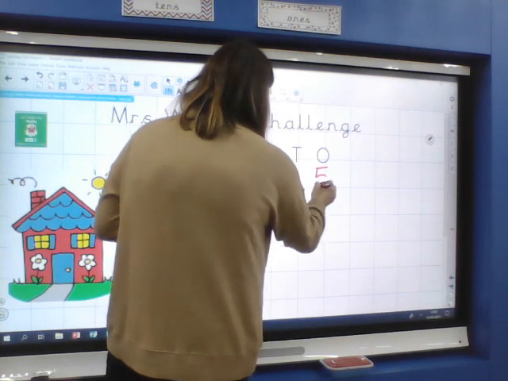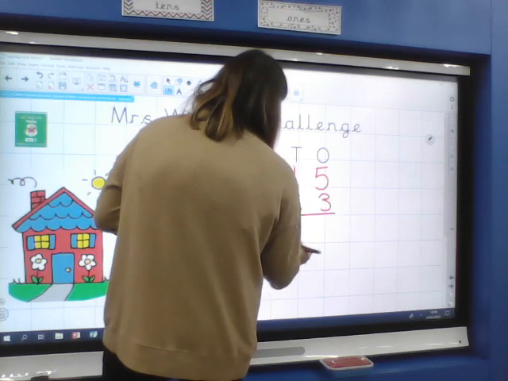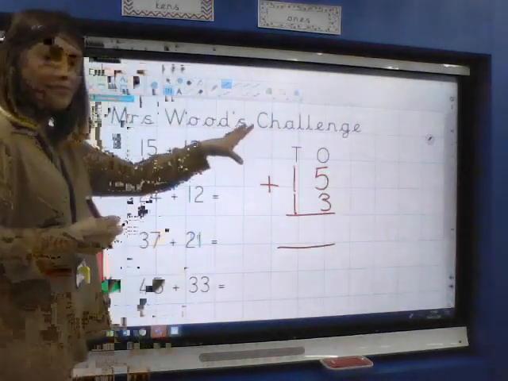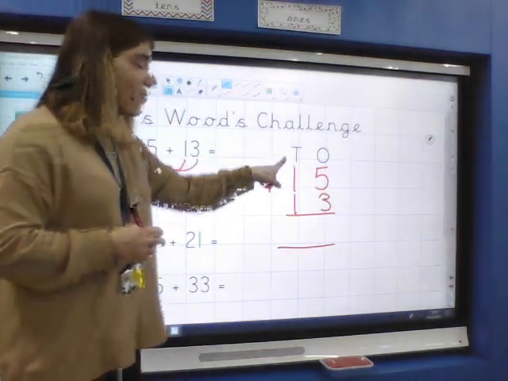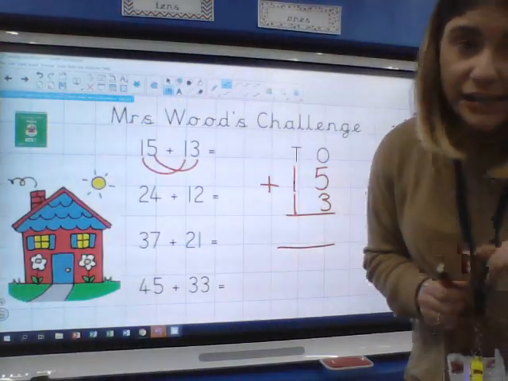So 15 add 13, starting with the 1s column first, and then adding the 10s. But remembering these aren't 1s, these are 10s. Okay, Year 2. So this shouldn't take too long today.